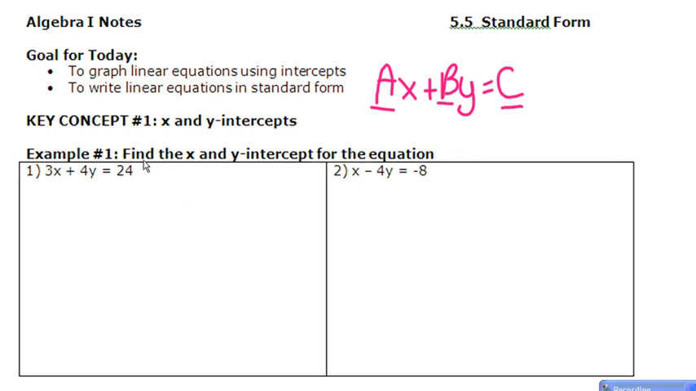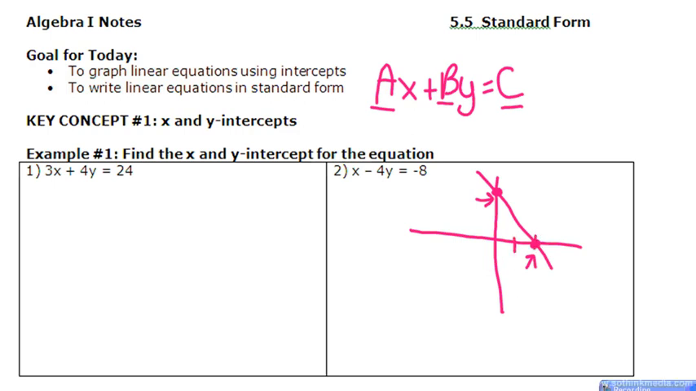Now example 1 is asking us to find the x and y intercept for the equation. Remember, we've learned already what a y-intercept is. It's where your graph crosses the y-axis. So say I had a line like this, okay? The y-intercept is right here where it crosses the y-axis. So an x-intercept would be right here. It's where it crosses the x-axis.